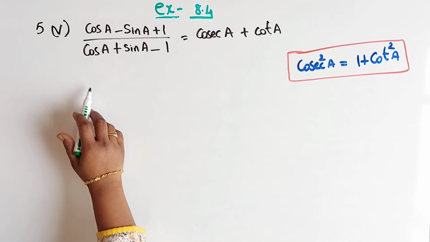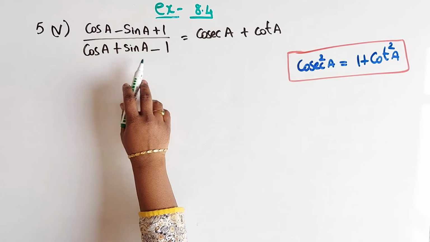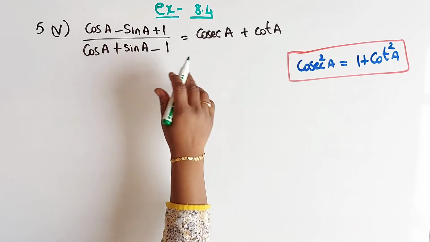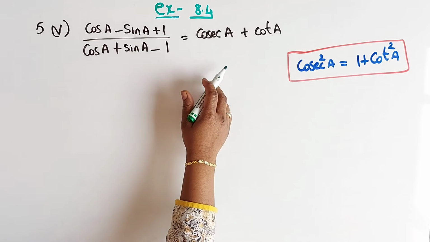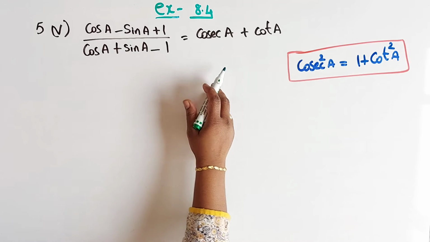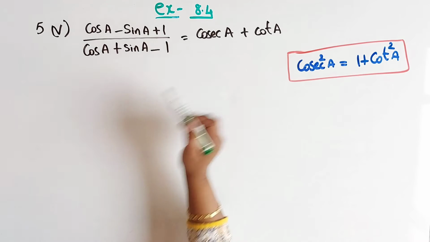Now fifth question, children. (cos A minus sin A plus 1) divided by (cos A plus sin A minus 1) equal to cosecant A plus cot A. Here they have given the hint, use the identity cosecant square A equal to 1 plus cot square A. This is the question, children. Here we need to get cosecant A and cot A, right?